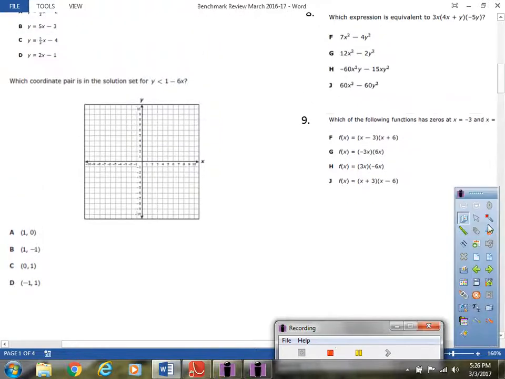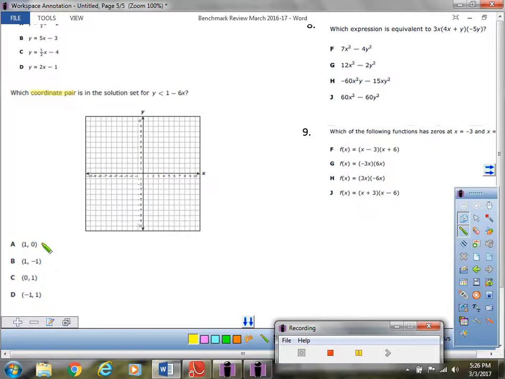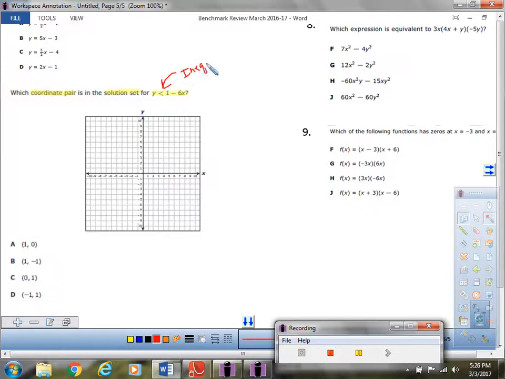Question number 4 says, which coordinate pair, so which point, is in the solution set for, and then they give you this inequality. I know this is an inequality because it has an inequality symbol, and that symbol happens to be a less than symbol. It looks like an L for less. So really all I need to do is graph the inequality, and then take these points and do a menu 8 1 1 so that I can plot the points, and look to see if the point is in the shaded area.